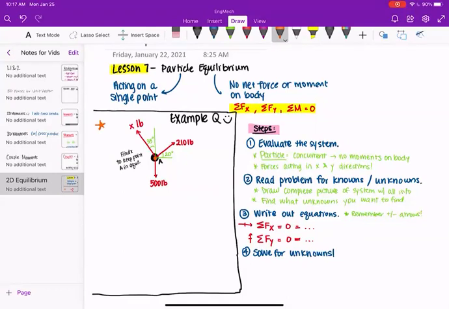I have 500 pounds acting straight down, 210 pounds acting up and to the right at a 20-degree angle from the positive x-axis. And then I have some unknown force x right here acting up and to the left at a 35-degree angle from the positive y-axis. So basically I have one unknown, and that's how these problems show up from now on: you're going to have some unknown in the problem that you have to apply lessons 1 through 6 to solve.